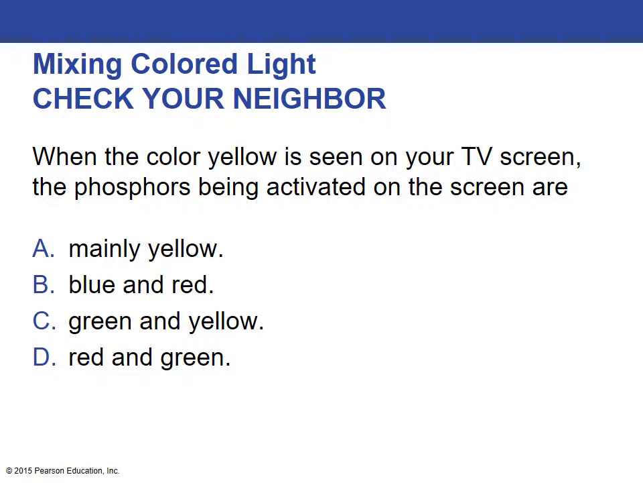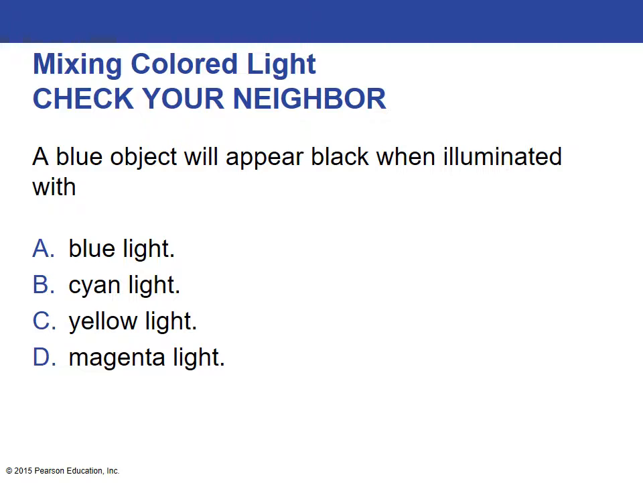When the color yellow is seen on your TV screen, phosphors being activated on the screen, what are they? Are they yellow, blue and red, green and yellow, or red and green? The answer is red and green light mix to make yellow. A blue object will appear black when it's illuminated with what colors? Blue light, cyan light, yellow light, or magenta light? The answer is yellow light.